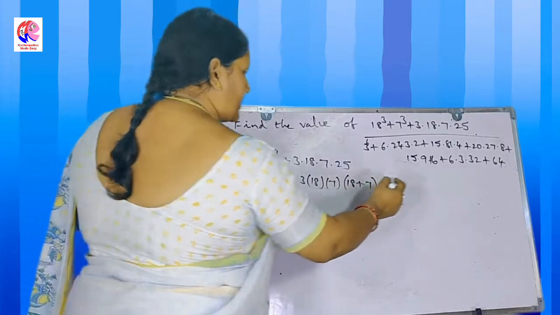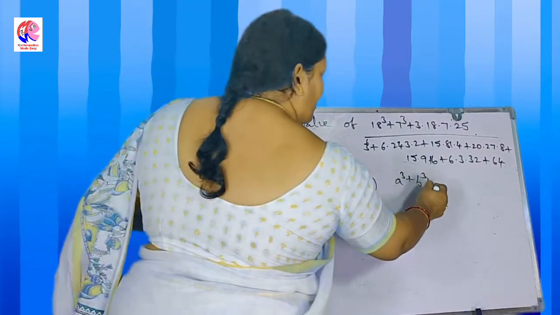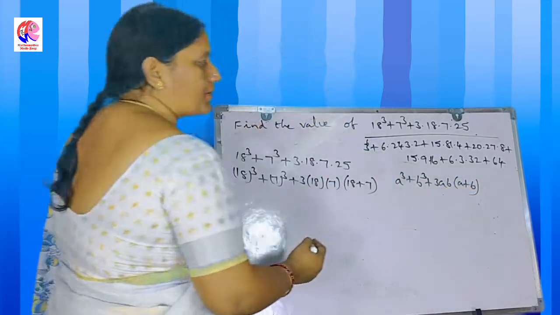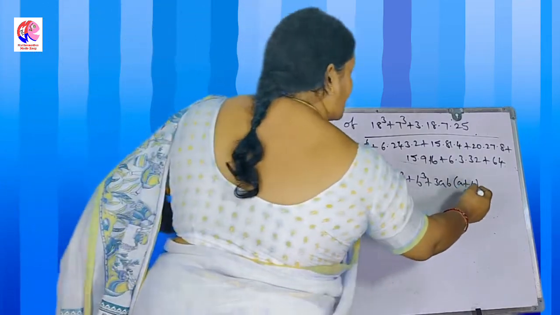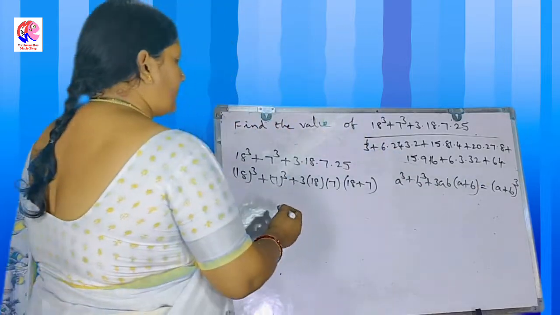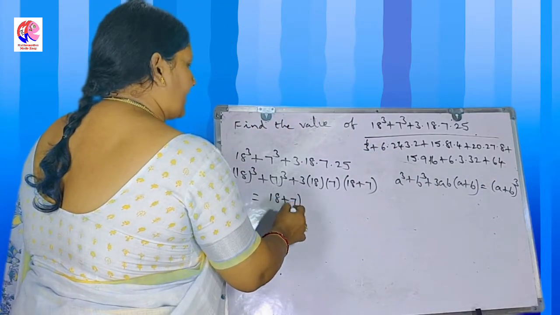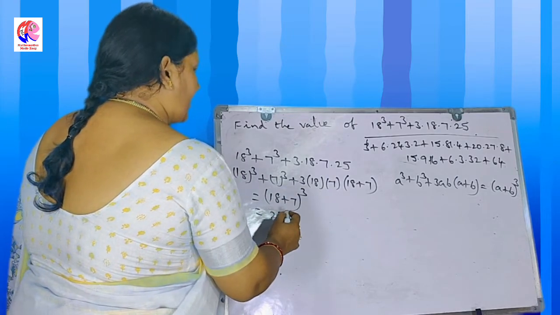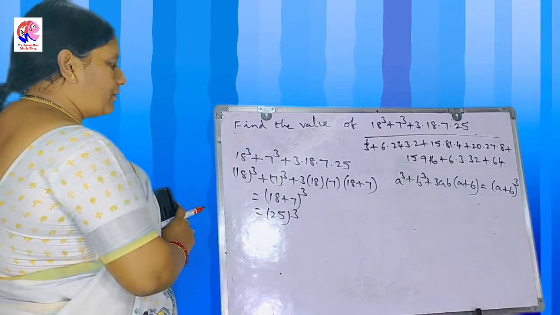Now compare this expression with a³ + b³ + 3ab(a + b). So a³ + b³ + 3ab(a + b) is (a + b)³. Then the numerator is (18 + 7)³, which is equal to 25³. So the numerator value is 25³.